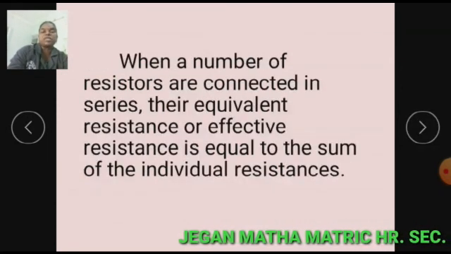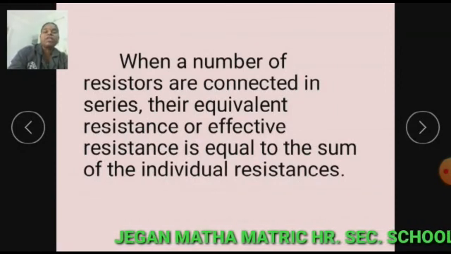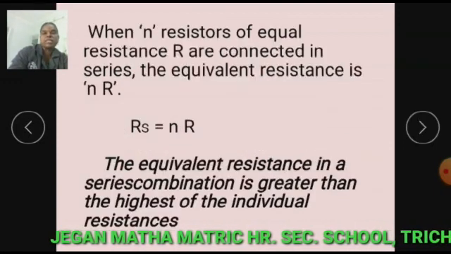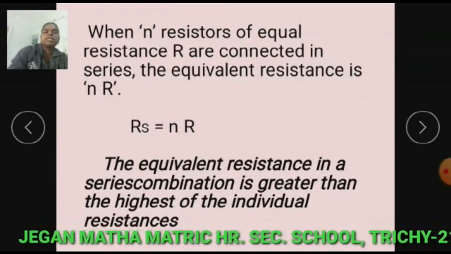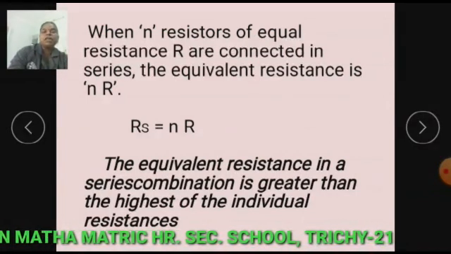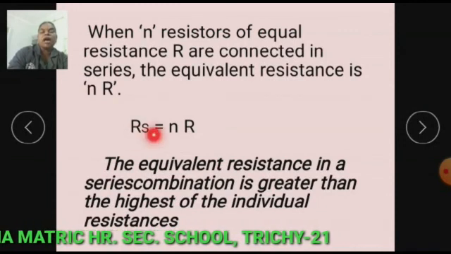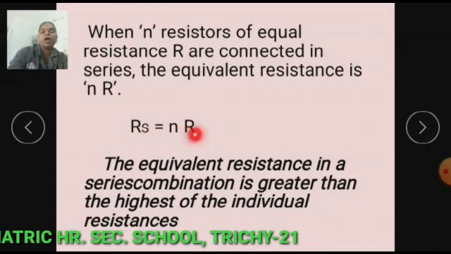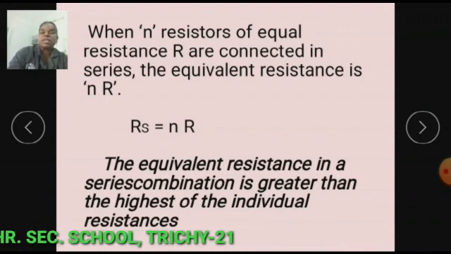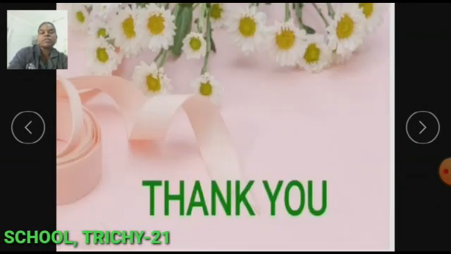When a number of resistors are connected in series, their equivalent resistance or effective resistance is equal to the sum of the individual resistances. When n resistors of equal resistance R are connected in series, the equivalent resistance is nR. So, the effective resistance RS is equal to n into R. The equivalent resistance in a series combination is greater than the highest of the individual resistances.